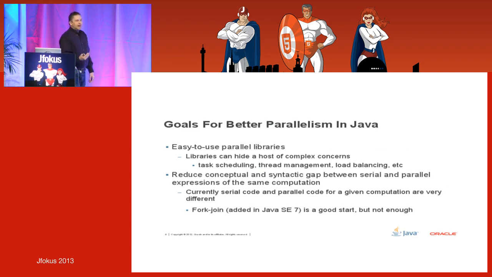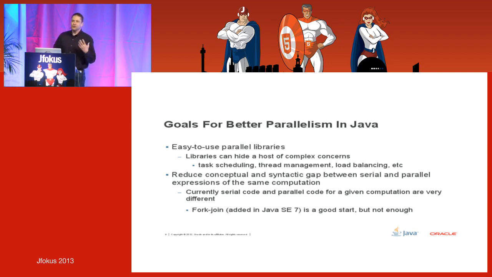So from the point of view of parallelism in Java, what are the goals that we're really trying to achieve? Well, we want easy-to-use parallel libraries. So we want a set of libraries that gives us functions and methods that we can use in a way that really isolates us, the developer, from all of the complexities that are involved in making things parallel. So we don't want to have to handle things like task scheduling. We don't want to have to handle a lot of the thread management, the load balancing, and so on. We'd like things in the library to do all of that work for us.